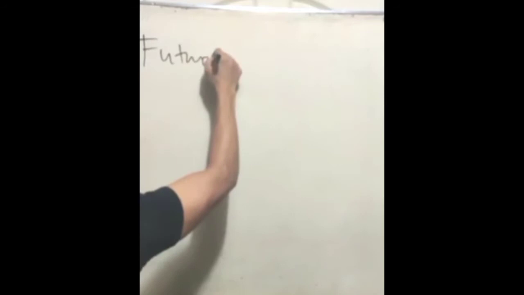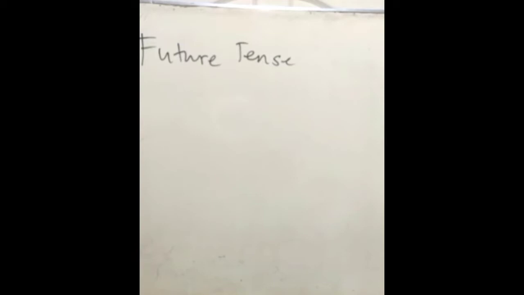Of course, future tense. Future tense, we just use the helping verbs, the auxiliary, the will and shall, okay? Will and shall.